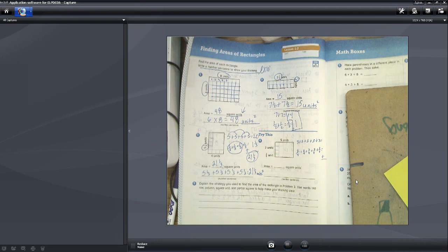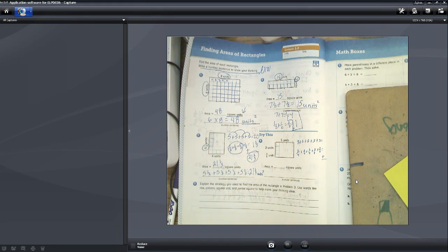So again, just like before, I want you to pause when I say pause, and I want you to figure out what your number sentence is and what your answer is. Go ahead and pause. Let's see what you get.